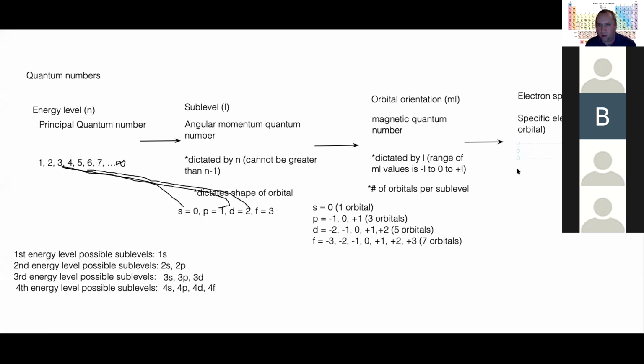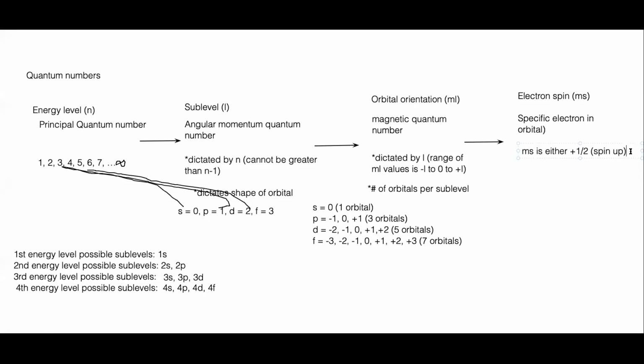Now, m sub s is not dictated by anything. It is either +1/2, which is called spin up, or -1/2, which is spin down. Those are the only 2 possible values for that quantum number. They're either spin up or they're spin down.